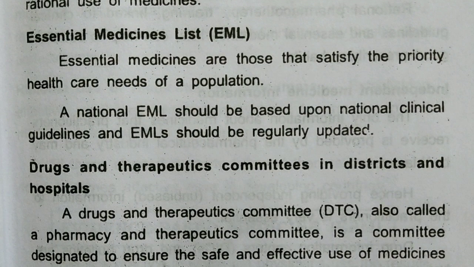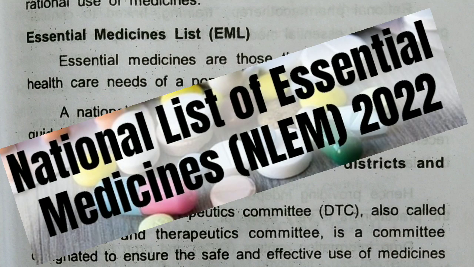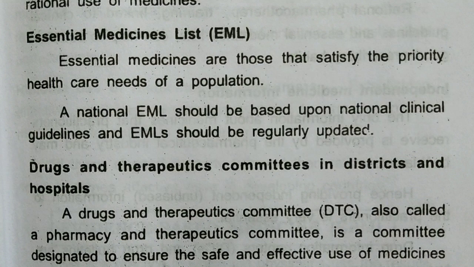Essential medicine list. ऐसा कौन सा दवा है जो एसेंशियल है उसका लिस्ट हम देखेंगे। Essential medicines are those that satisfy the priority healthcare needs of the population, जो एक पॉपुलेशन को हमेशा ज़रूरत होती है हेल्थ प्रायोरिटी के हिसाब से। The national EML, essential medicine list, should be based upon national clinical guidelines, and EMLs should be regularly updated.